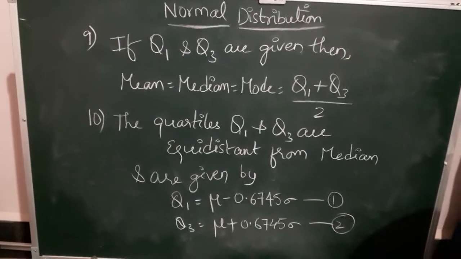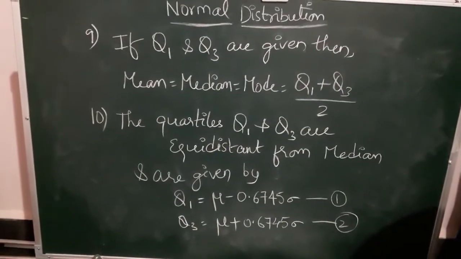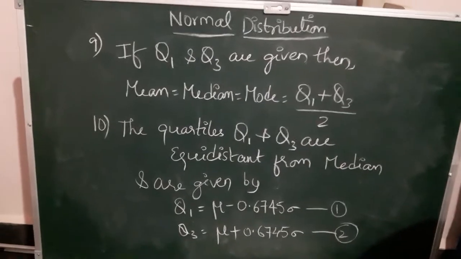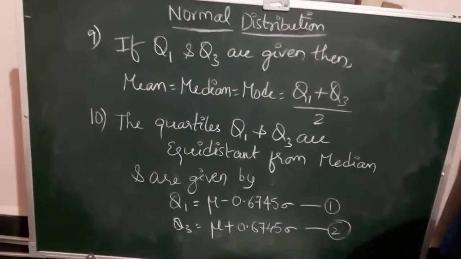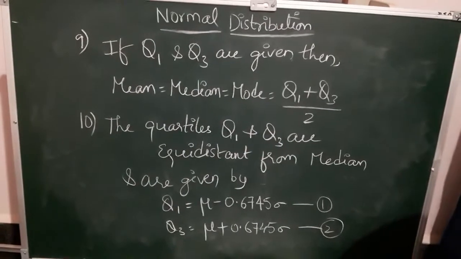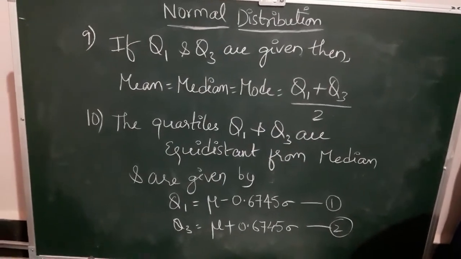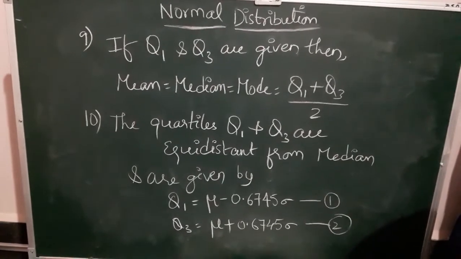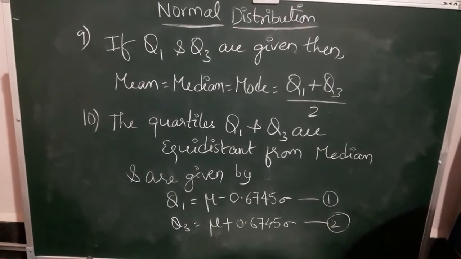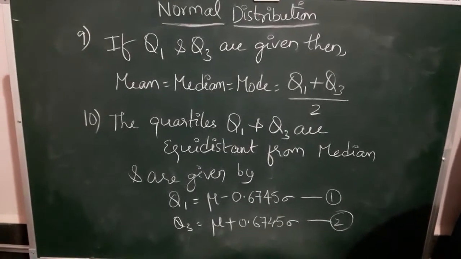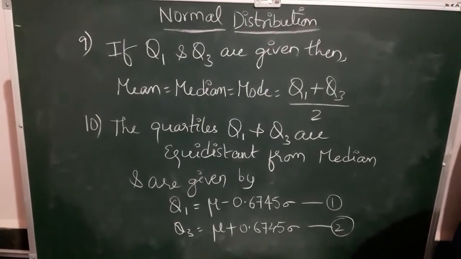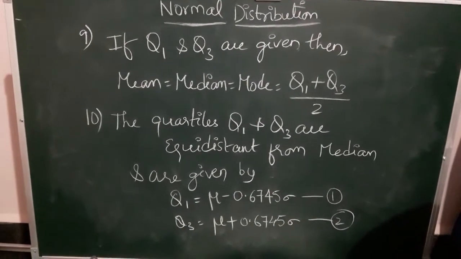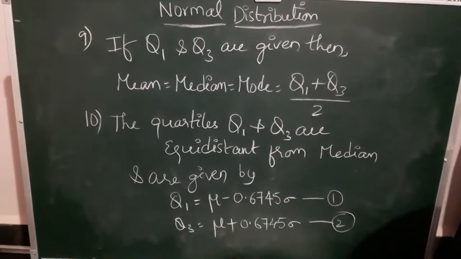syllabus, before some concepts were removed and others added, this property was there. Just for knowledge purposes I have written it: if Q1 and Q3 are given, then the mean, median and mode become the average of the lower and upper quartiles, that is (Q1 plus Q3) by 2. And look at the 10th property.